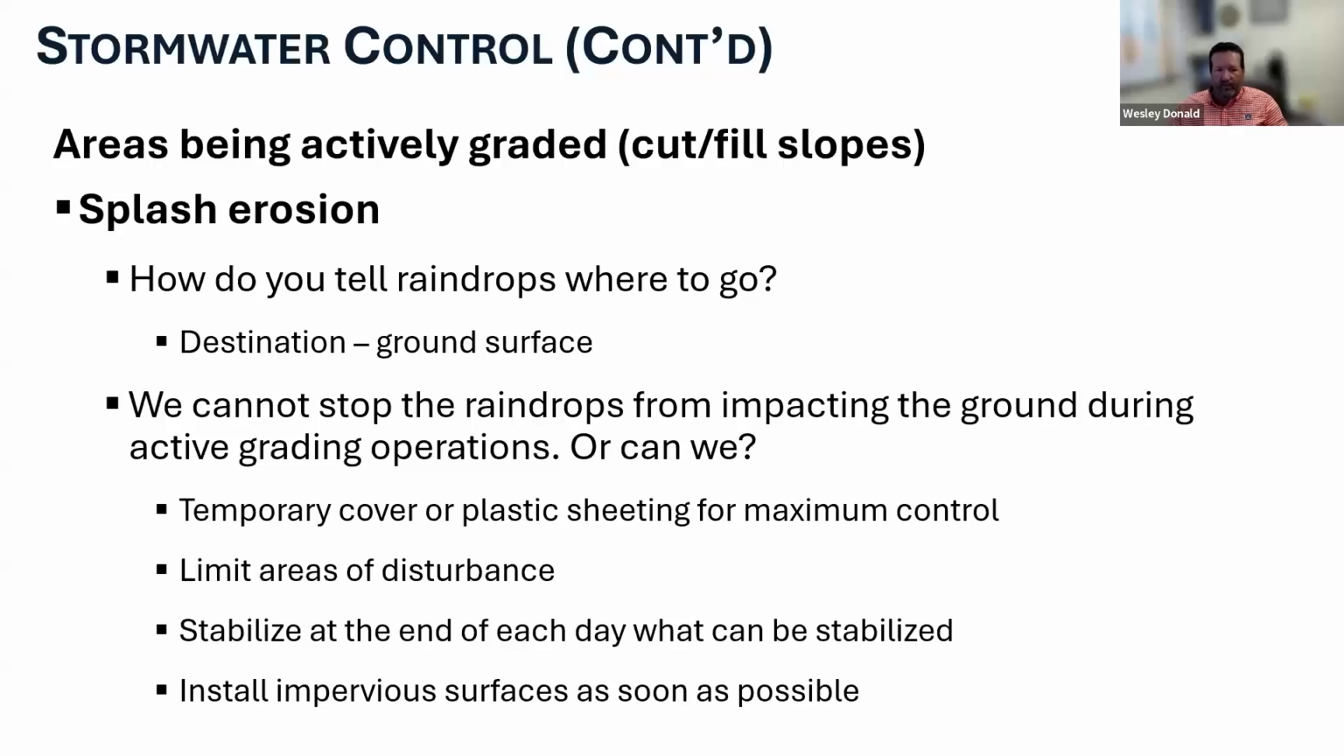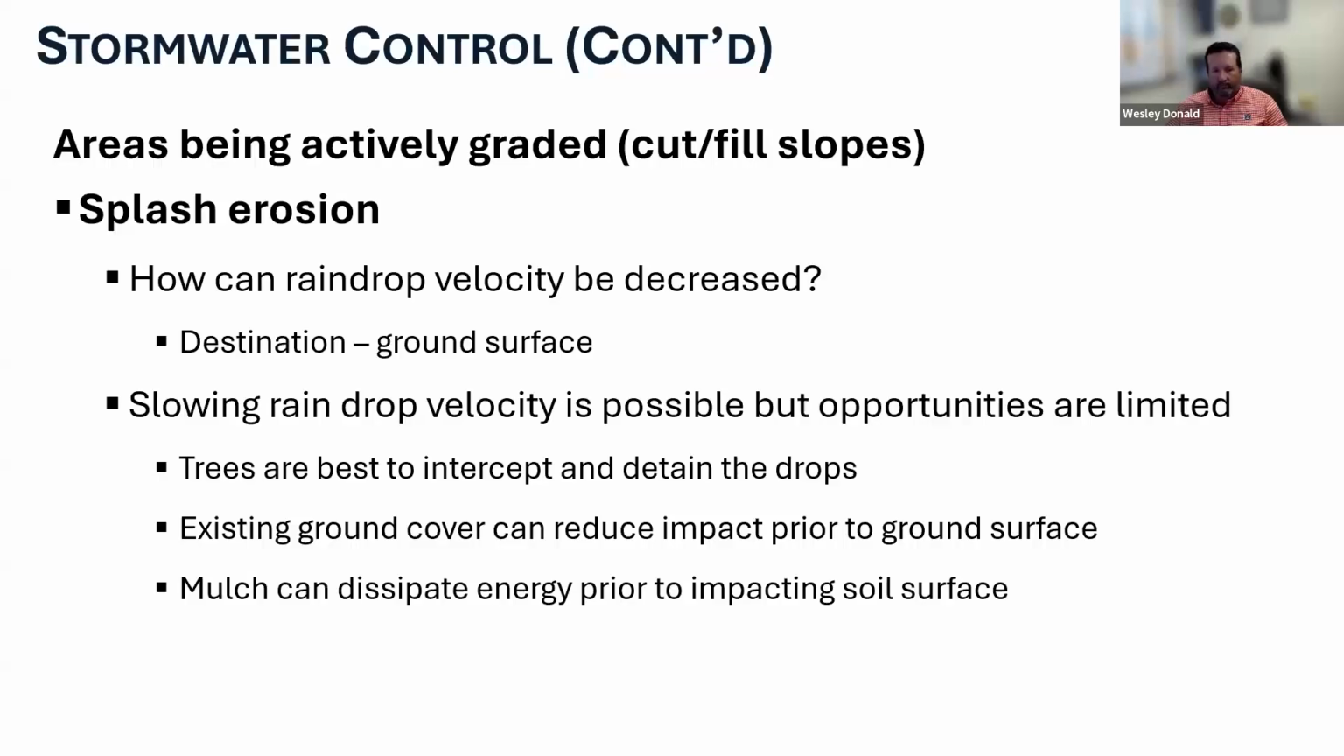Some things you don't think about: install impervious surfaces as soon as possible. You may say, well, if we do that, we've got more stormwater to deal with. Well, if you think about how much infiltration you get from a compacted earthen area, it's not much. The increase in runoff volume between a compacted earthen area and an impervious area is marginal, I would say, and it's worth gaining that control over having that impervious surface there versus dealing with managing erosion and sediment on disturbed areas. All right, so how can we reduce raindrop velocity?